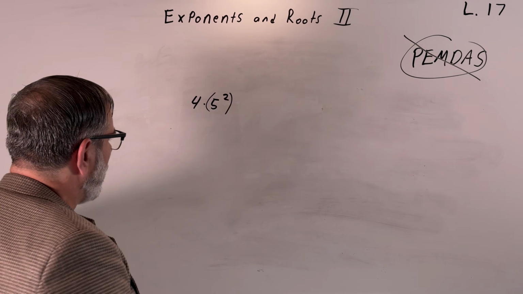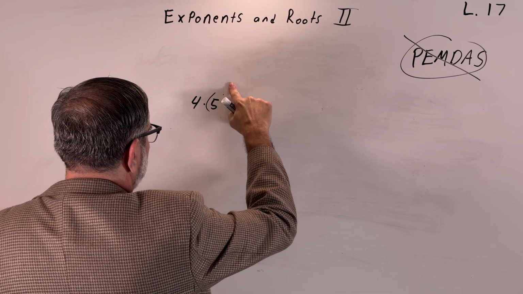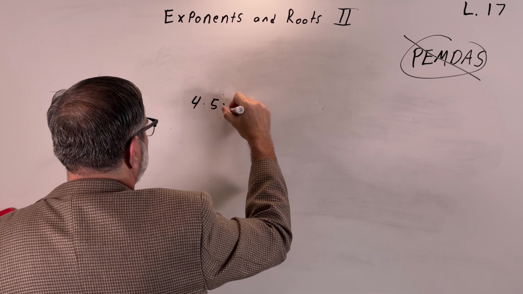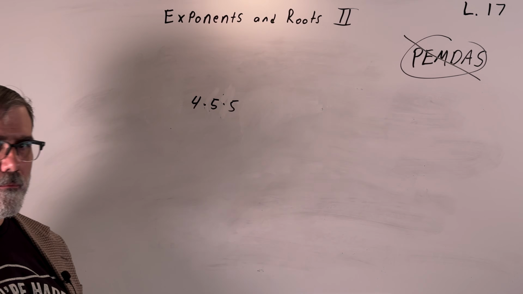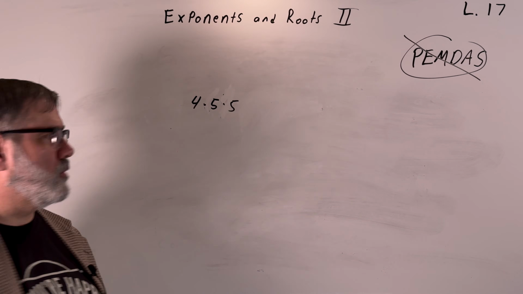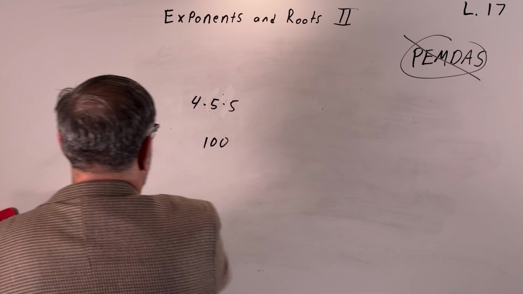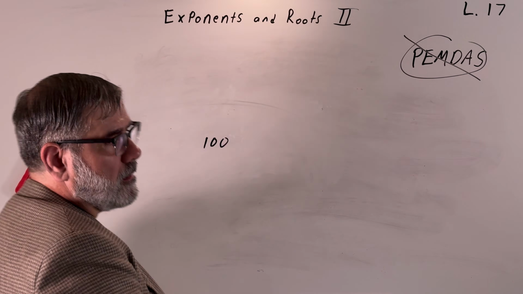Again, I can do it in any order that I want. This is just 5 times 5. 4 times 5 is 20, times 5 is 100. Or, if I prefer, 4 times 25 is also 100. And so I get 100 for my final answer.